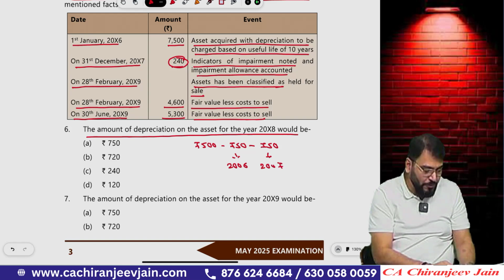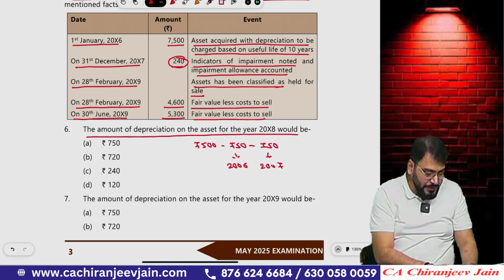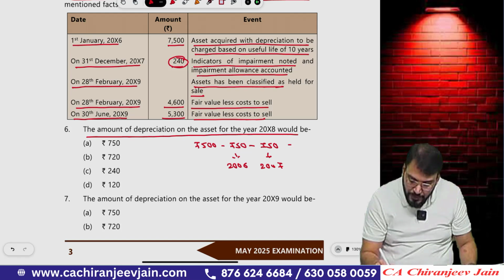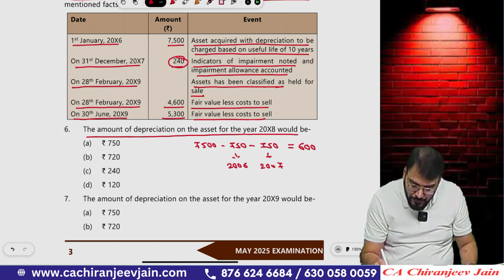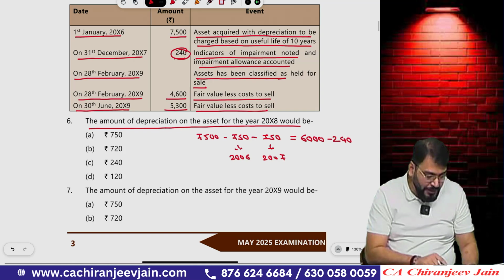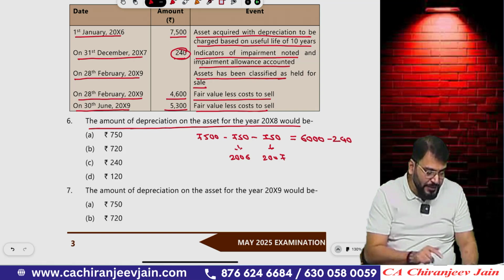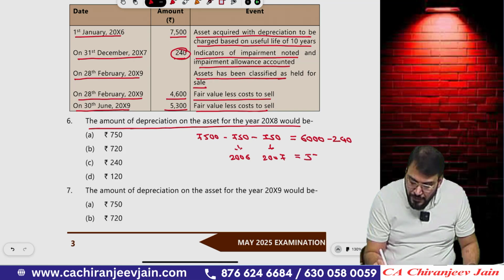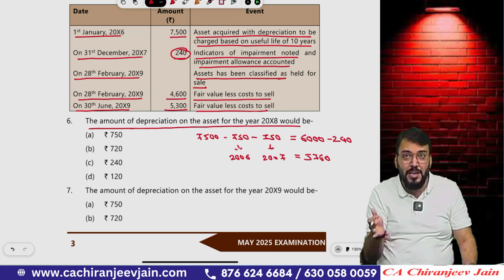Now what is the balance amount? It is 7,500 minus 750 minus 750, which is equal to 6,000. This is coming 6,000. Correct? Now impairment loss is 240, so you will do minus 240. It is coming 5,760. Now the remaining useful life is 8 years.